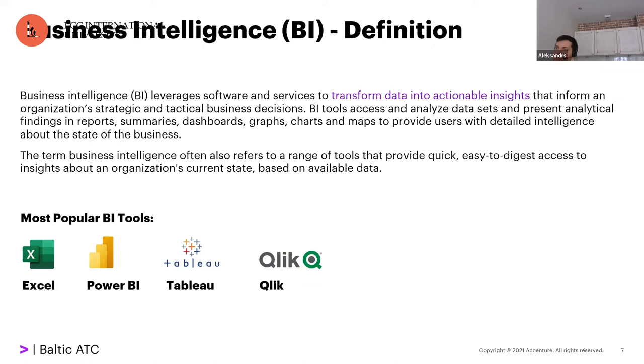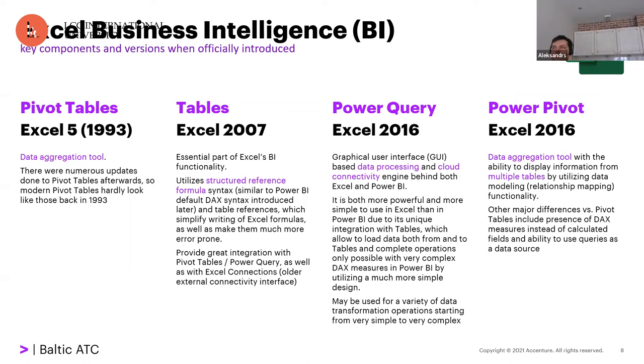Okay, yes. We discussed that Excel nowadays has turned into a business intelligence application, but here on this slide, you see those four main technologies which are behind this transformation. So the first one is pivot tables, and pivot tables are available in Excel starting from 1993. So it's the oldest business intelligence feature available in Excel. Then we had an important milestone in the Excel 2007 version, where we saw Excel tables being introduced.